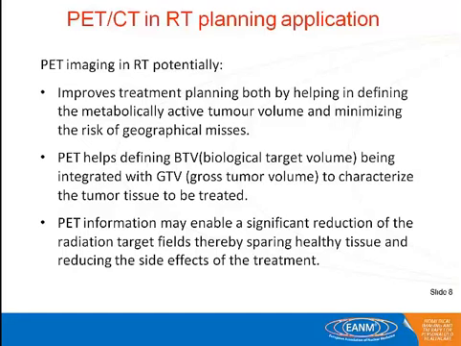So how does PET-CT help? PET-CT really improves treatment planning, helping define the metabolically active tumor volume and minimizing the risk of geographical miss. PET helps define the biological target volume that, integrated with the clinical gross tumor volume, characterizes the tumor tissue to be treated. PET information may enable a significant reduction of radiation target fields, sparing healthy tissue and reducing the side effects of the treatment. What does it mean? We know where the active tumor part is, and we really try to treat only the active part that is responsible, with the radiation therapy.